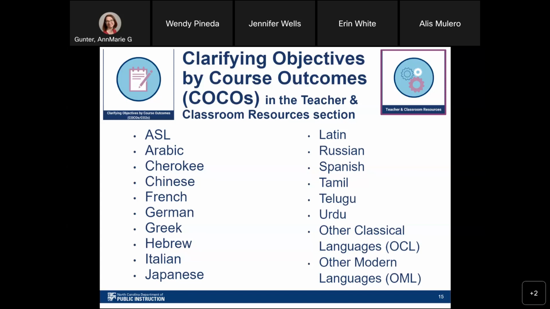Because one of the things that COCOs have is that they have details like course codes for the different levels that you're seeing, and then they have the standards and objectives with the proficiency outcomes for a particular level or program that you're looking at. So let's kind of take a look at that.